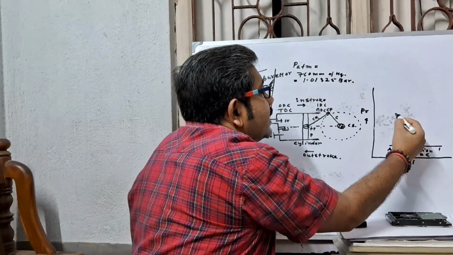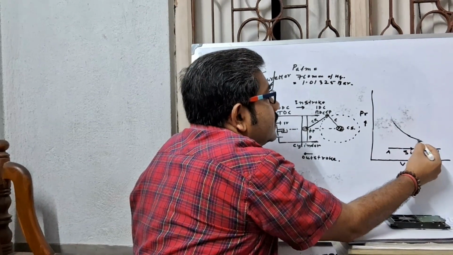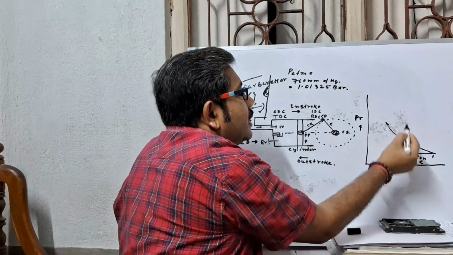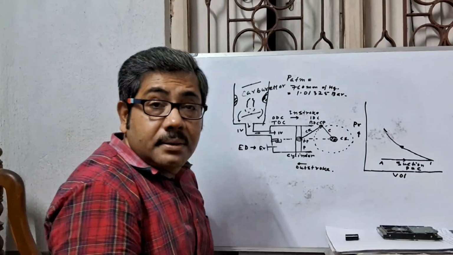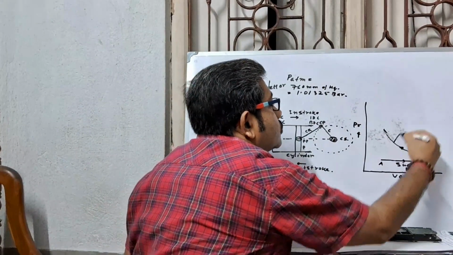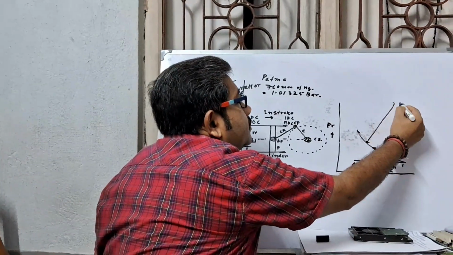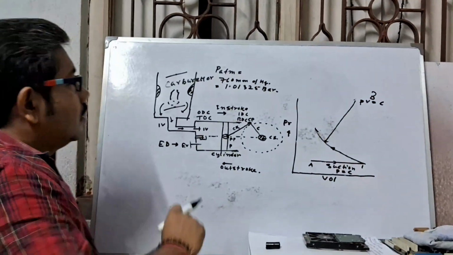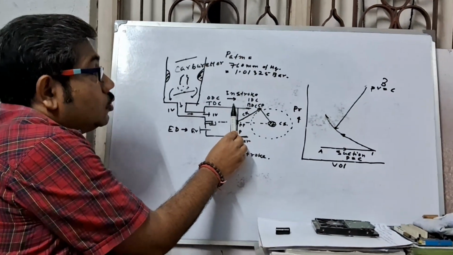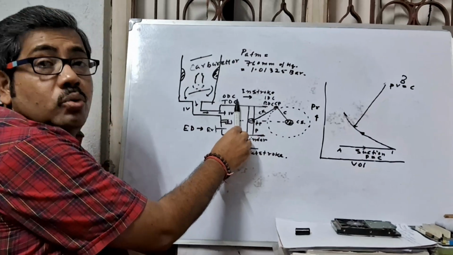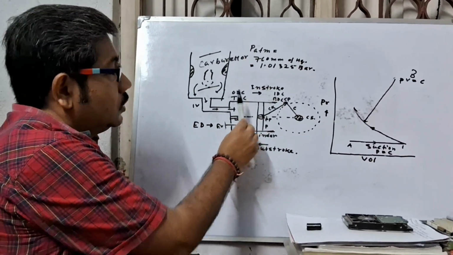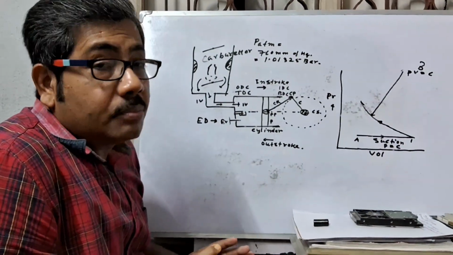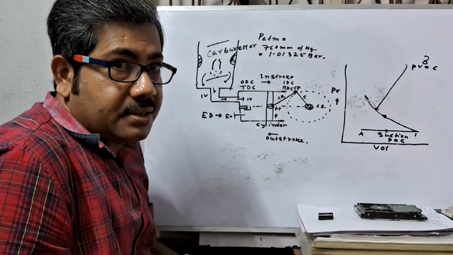And look at the PV diagram. This is the isentropic process, that means this is a reversible adiabatic process. So this is PV to the power gamma equal to C. And when the piston moves from BDC to near clearance volume, due to compression of the air-petrol mixture, heat is generated.